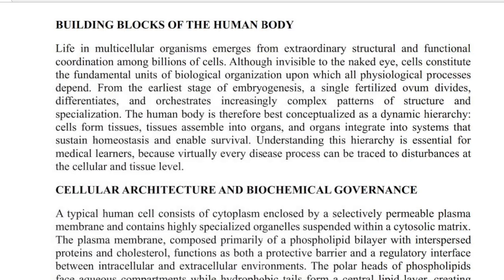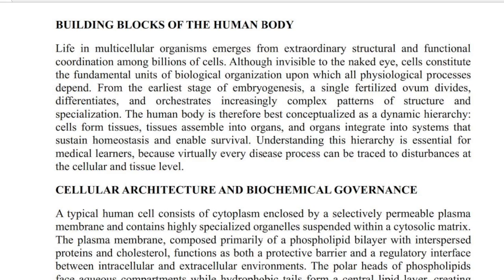Chapter 2. Building Blocks of the Human Body. Life in multicellular organisms emerges from extraordinary structural and functional coordination among billions of cells. Although invisible to the naked eye, cells constitute the fundamental units of biological organization upon which all physiological processes depend.